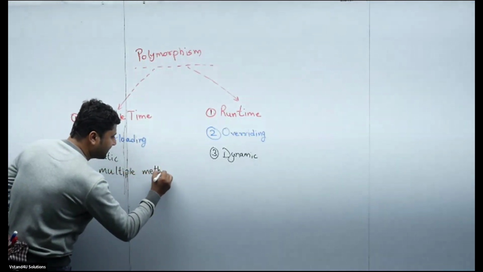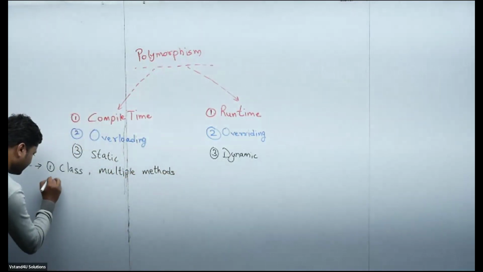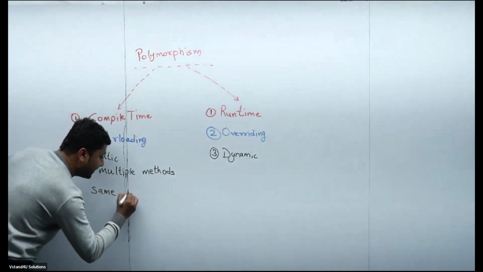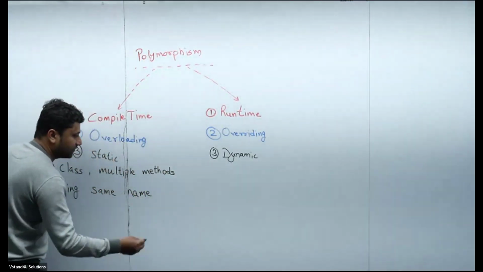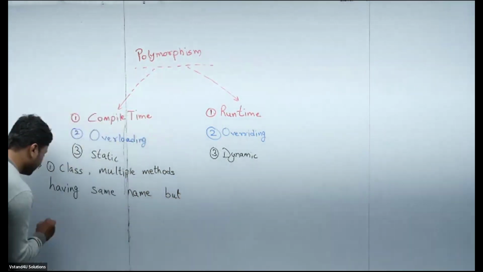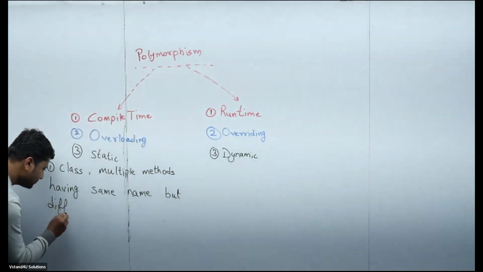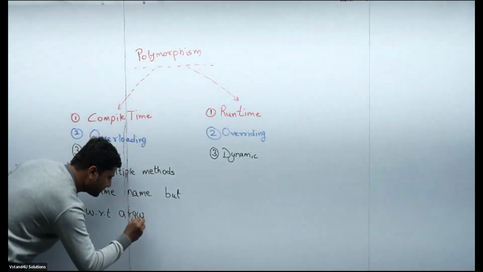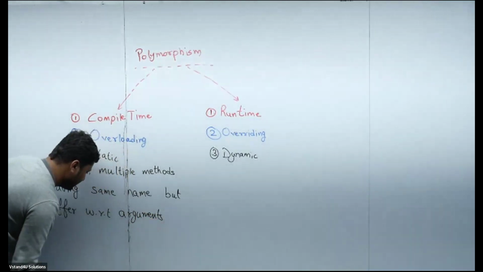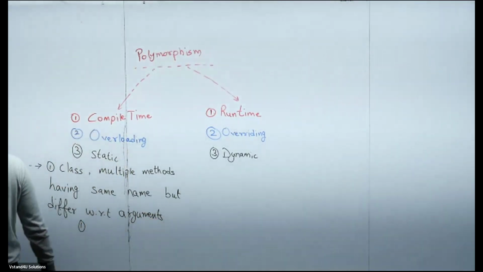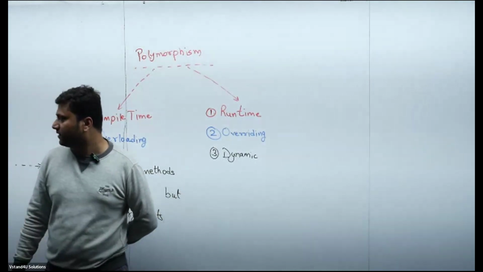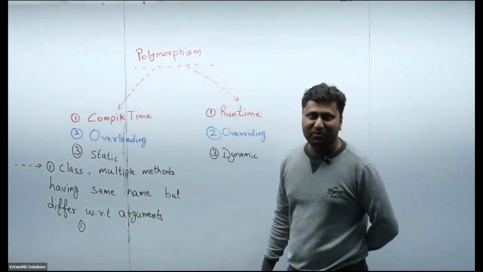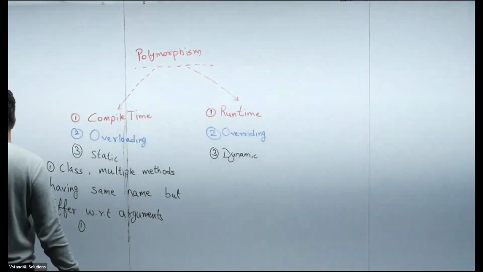Within one class, multiple methods having the same name but differing with respect to arguments. How many ways can it differ? How many ways can it differ? My students remember these things, huh? Very well, they can't forget this. First one. First way. How many ways can it differ?